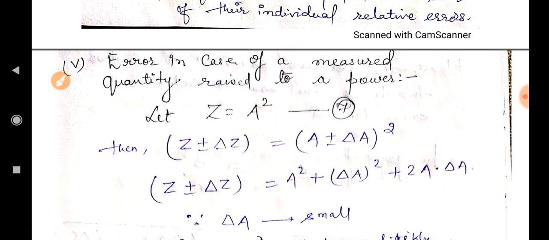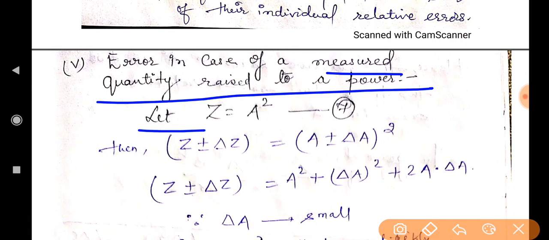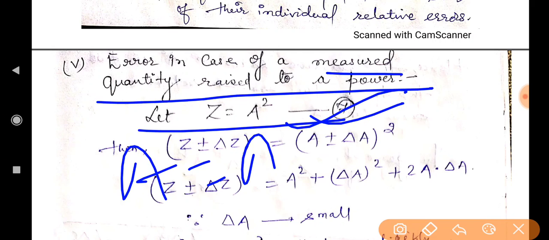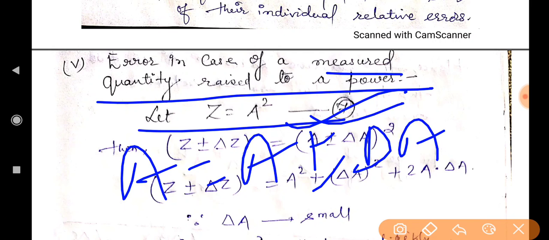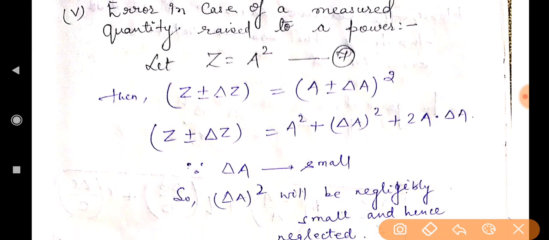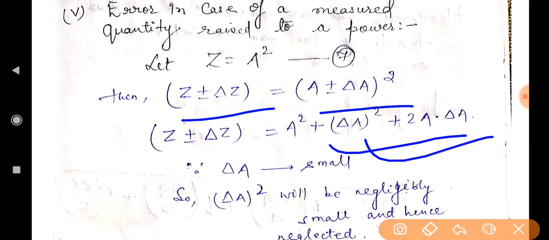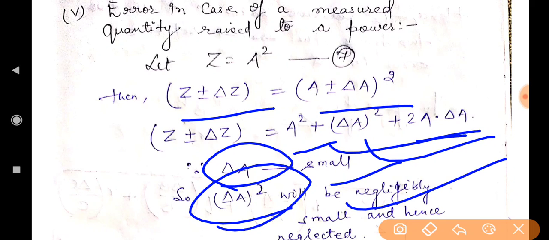Next we will see error in case of measured quantities raised to a power. Suppose z is equals to a square, where the measured value of a is a plus minus delta a. Then we can write z plus minus delta z equals to a plus minus delta a whole square, and expanding the RHS we get a square plus delta a square plus 2a delta a, using x plus y whole square. Now delta a is very very small, so delta a square will be negligibly small.